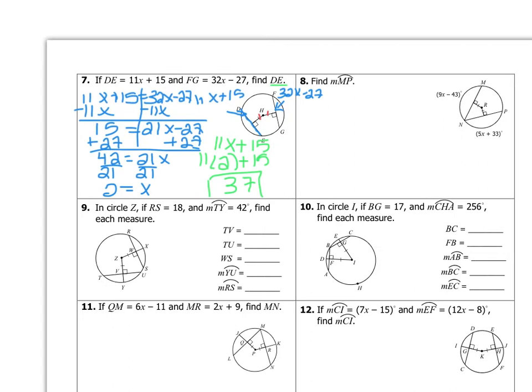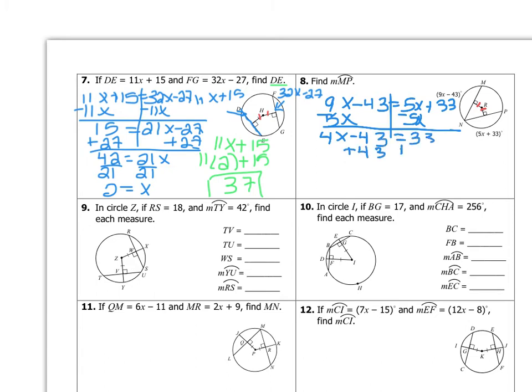All right, so the next one, we're going to take a look at the next one. And it says that these two segments are congruent. If they're congruent, the arc and perpendicular to the chords, therefore the chords are congruent, so that means that the arcs are congruent. So 9x minus 43 is equal to 5x plus 33. Start solving. Minus 5x. We get 4x minus 43 equals 33. Add 43. 4x equals 76, divide by 4.